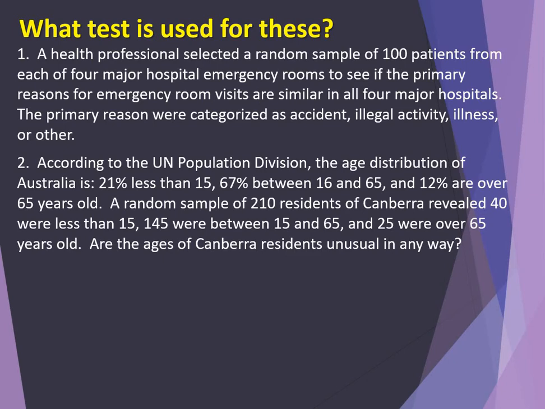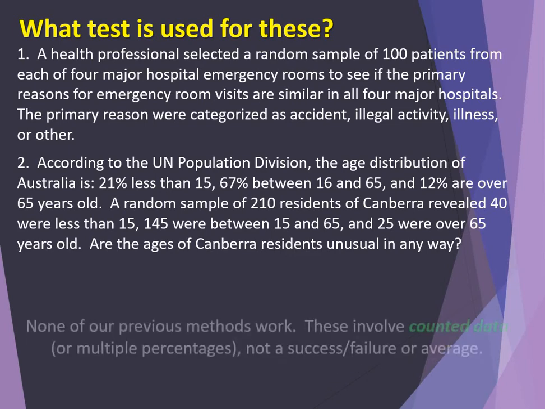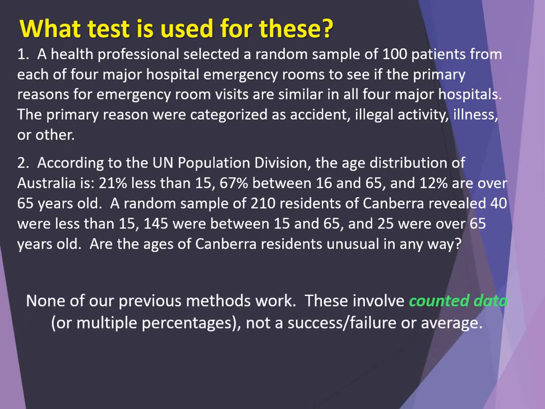Same thing with this one. We have this idea of categories, and you can compare one group across categories. You can compare multiple groups across categories. But you can't do it with a T or with a Z. These are what we're working on for this little chapter, this unit. It's only in chapter 25. And what we're talking about here is counted data.